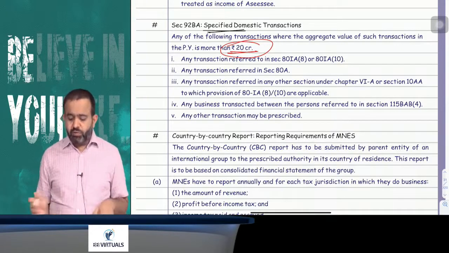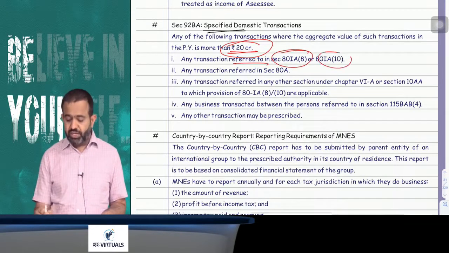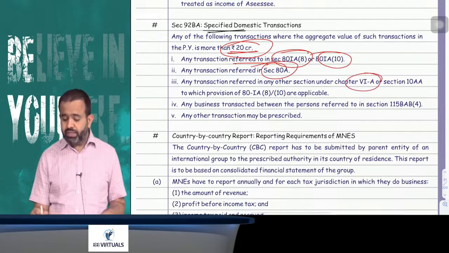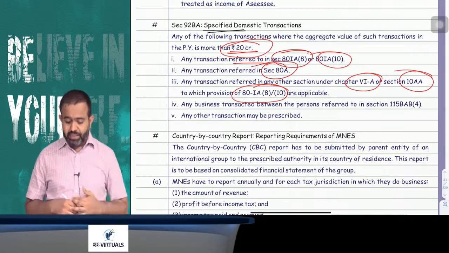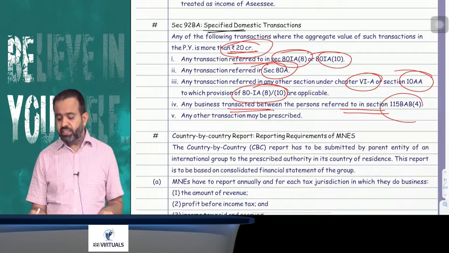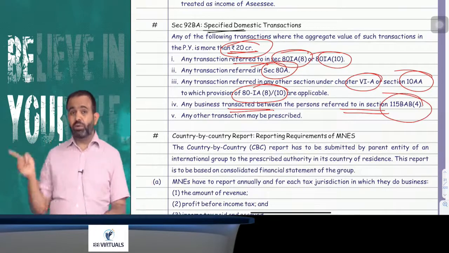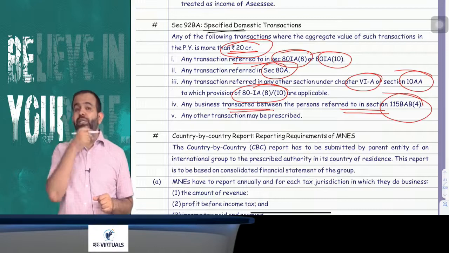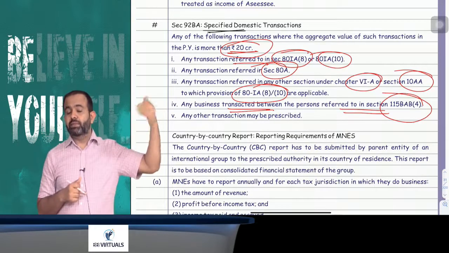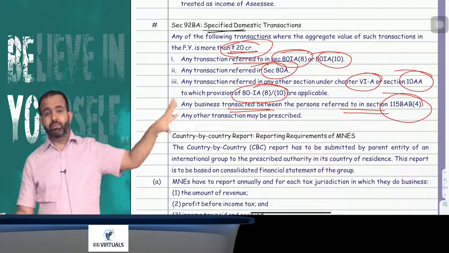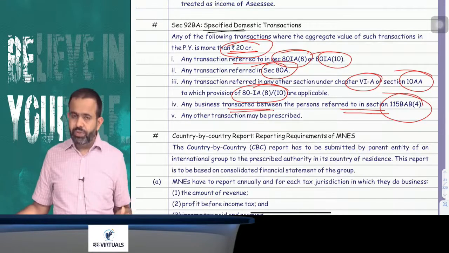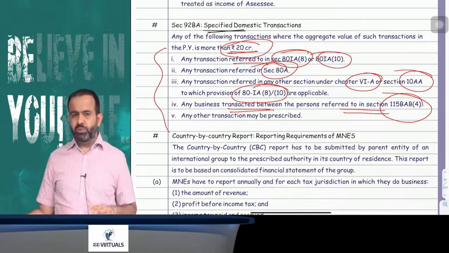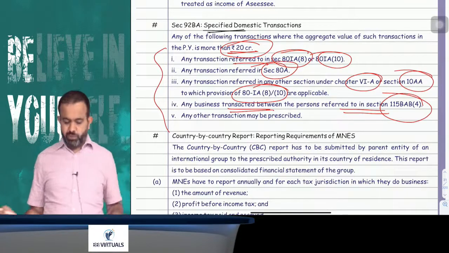Which type of transaction? Whether that transaction is mentioned in 80IA subsection 8 or 10, or 80A, or under Chapter 6A, or under 10AA, or for which 80IA 8 and 10 is applicable, or any business transaction with the person referred in section 115BAB subsection 4. Suppose one company is opting for that 15% rate and they are purchasing and selling at some value with a related party and earning higher profit. In that case, if that transaction value is more than 20 crore, then transfer pricing is applicable. Obviously it is not possible to remember everything, just remember that if that transaction value is more than 20 crore, in that case only transfer pricing is applicable.